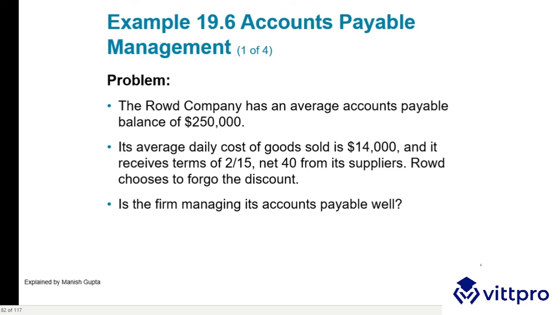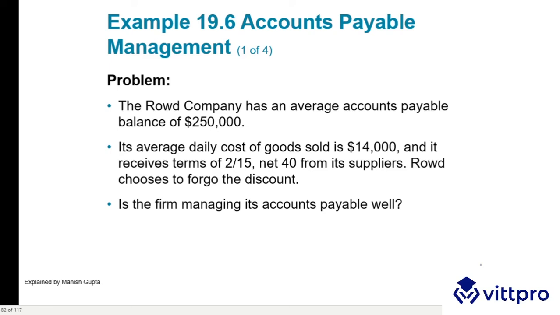So what does the problem ask? It's saying that if you pay within 15 days, you get a 2% discount. Otherwise, you pay in 40 days. And Route is saying, okay, I will forego the discount, I will not pay early. But is it right for them to do that? Are they traditionally paying in 40 days or not?